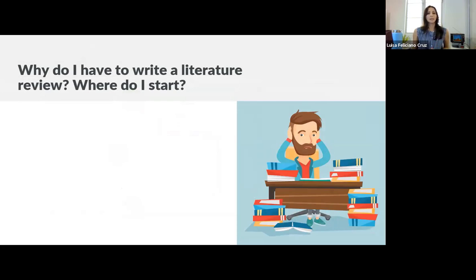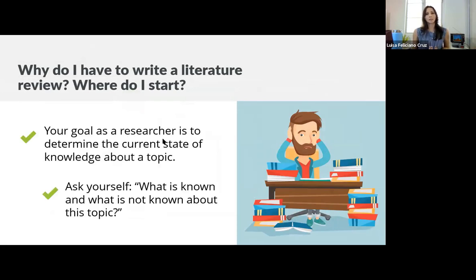So why do we need to write literature reviews, right? You have to think that your goal as a researcher is to determine what is the current state of knowledge in your particular area. And you do that by asking yourself two questions. What is known and what is not known about a particular subject? Why? Because this unknown is what's gonna help you contribute to science in your field.